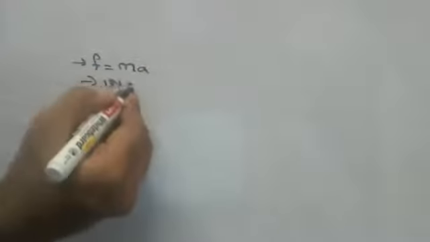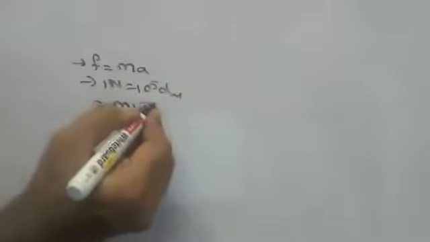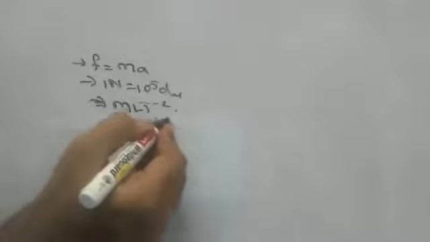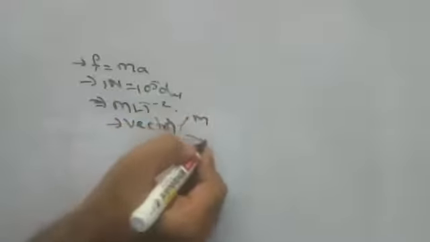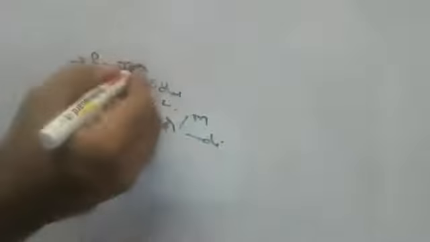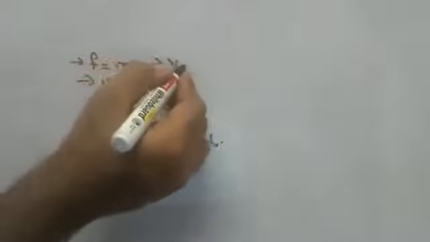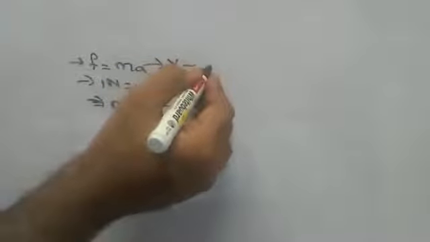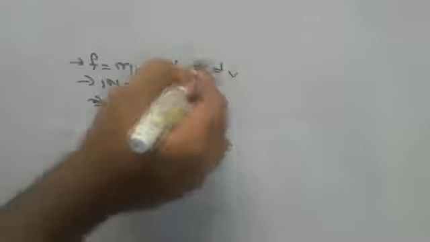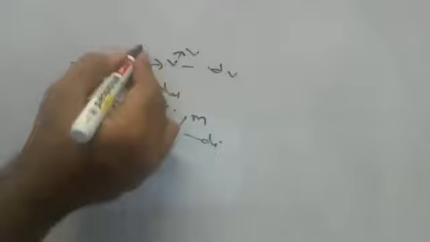I'm telling all the points again. Rate of change of momentum is called force, 1 Newton is equal to 10 to the power of 5 dynes, and the dimensional formula of force is MLT minus 2. And force is a vector quantity. What is a vector quantity? One which has both magnitude and direction. Since acceleration is the rate of change of velocity, and velocity is the rate of change of displacement, and displacement is vector, velocity is vector, acceleration is vector, so force is also a vector quantity.